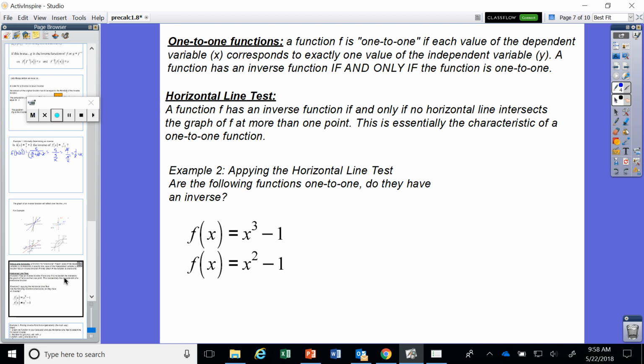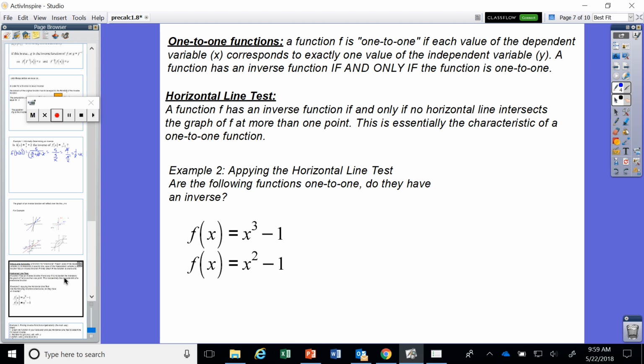All right. Well, there's more to it though. We have functions that hopefully we've heard about in the past. One function is super important: a one-to-one function. A function is considered one-to-one if each value of the independent variable x corresponds to exactly one value of the dependent variable y. A function has an inverse function if and only if the function is one-to-one. So it's super important. If I substitute an x value in, there is no way I can get the same y value for two different x values.